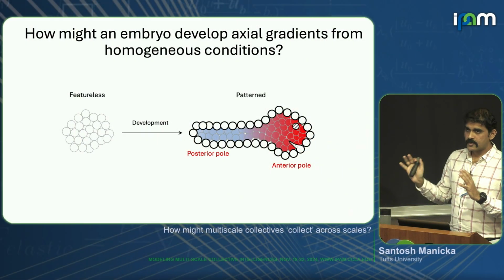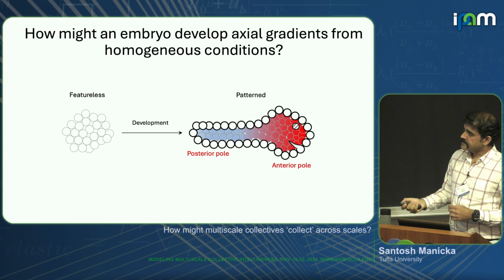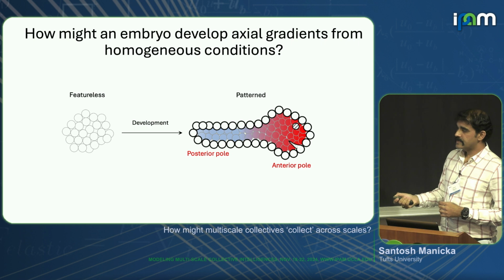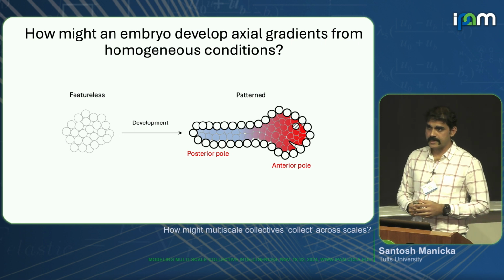So we tried to build a very simple model that demonstrates this qualitative phenomenon. So the idea is, how does an embryo develop from something very featureless to something that has this axial pattern?